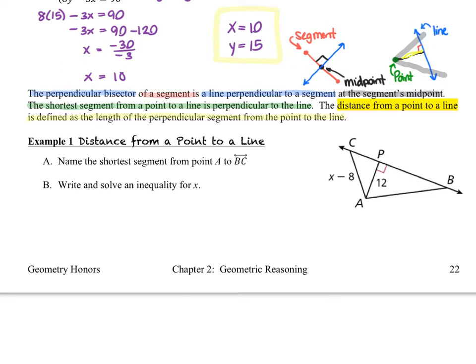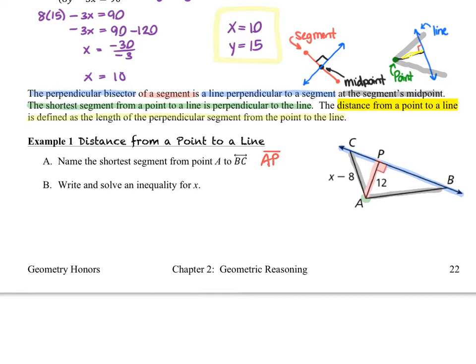Okay, let's take a look at example 1. Example 1, distance from a point to a line, and question A says name the shortest segment from point A to line BC. So we just learned that there might be several paths to get between a point and a line. However, the shortest path is going to be the perpendicular path. So that means that the segment that is the shortest getting from point A to line BC is segment AP. And remember the segment symbol that we need to indicate that it's a segment and not the length of the segment. Next, we want to write and solve an inequality for x.